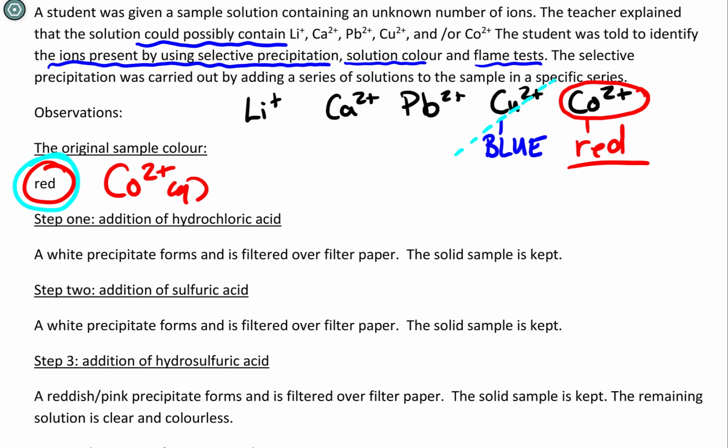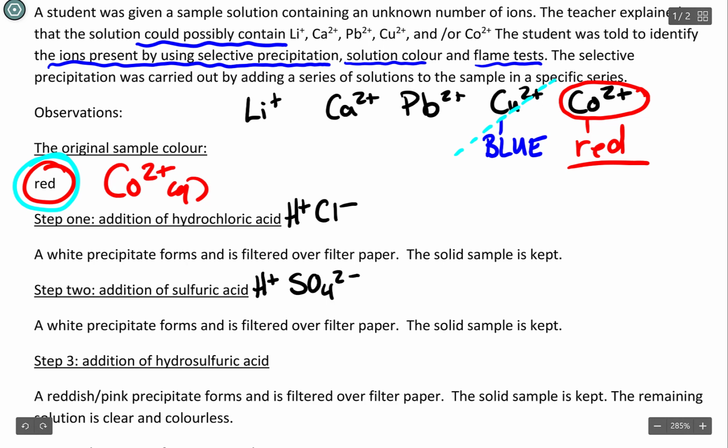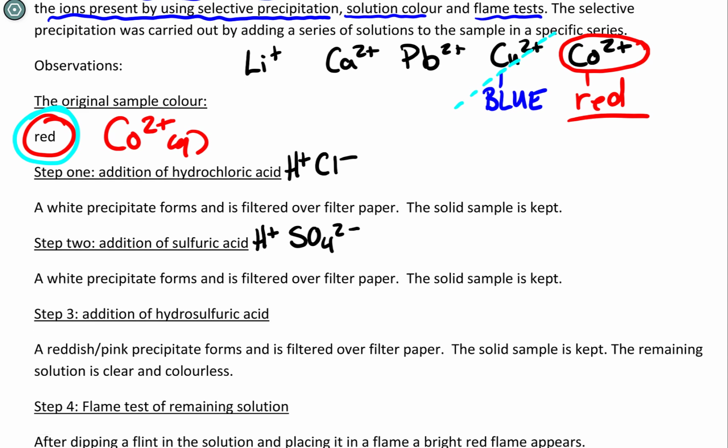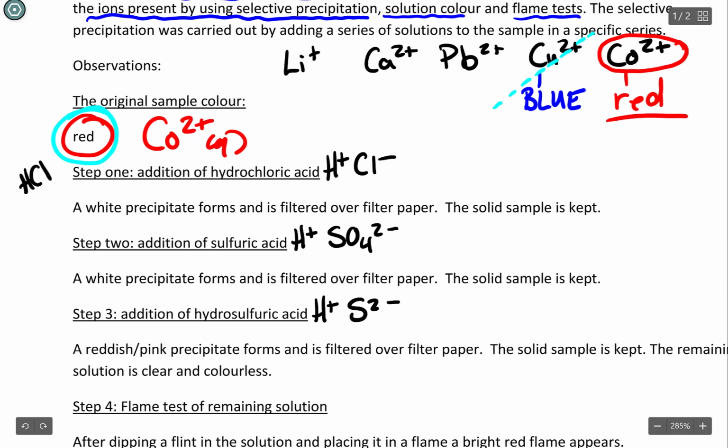Now it looks like we're going to do a series of selective precipitations using a bunch of different acids. So before I go through each one, I'm just going to look at what we're adding. Hydrochloric acid really is H plus and Cl minus. The addition of sulfuric acid, that's really H plus and SO4 2 minus, because those are the ions that make them up. And then the last one, hydrosulfuric acid, which is H plus and S2 minus. Hydrochloric acid is HCl, this is H2SO4, and this is H2S. So all acids have hydrogen ions in them, and then they have an anion.